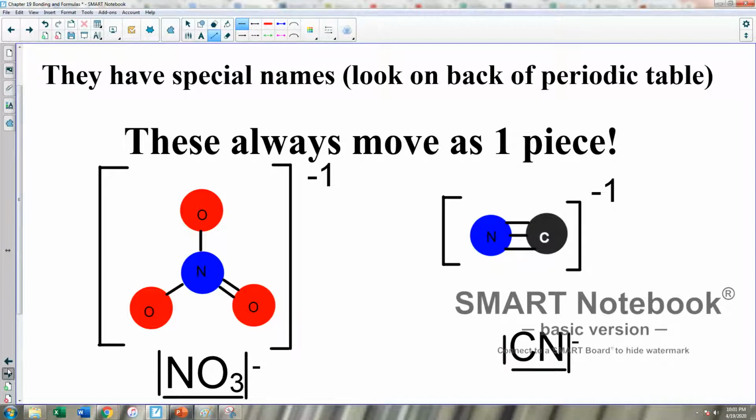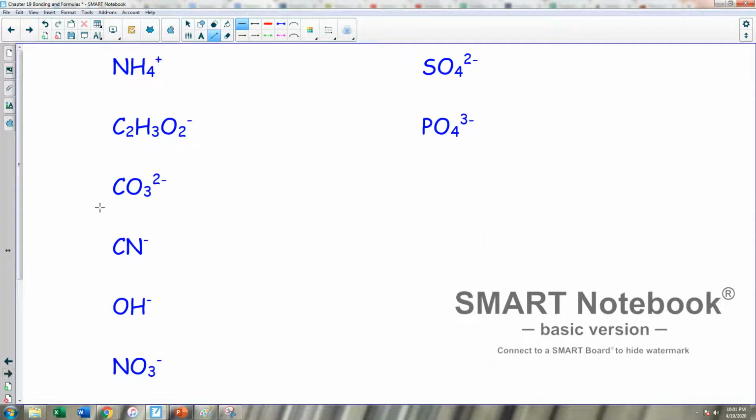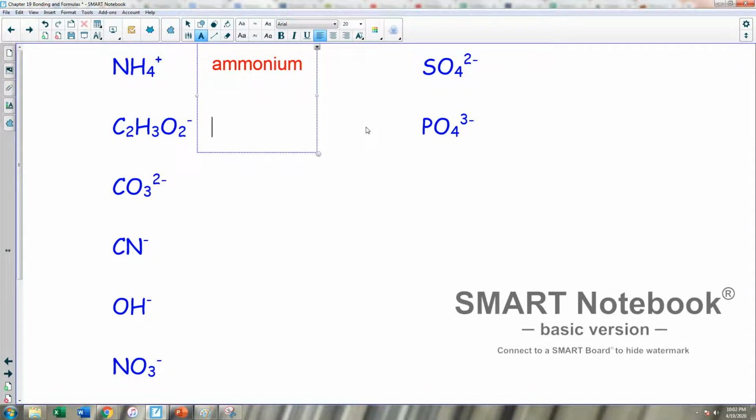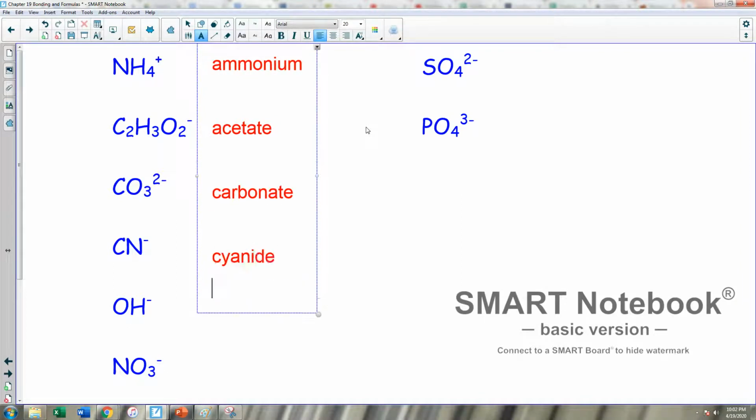There's really 8 of these ions that I want you to know. I can write the names for them right next to them. NH4 plus is the only positive polyatomic ion. All the rest of them are negative. So NH4 plus is ammonium. C2H3O2 minus 1 is acetate. CO3 2 minus is carbonate. CN minus is cyanide. OH minus is hydroxide.